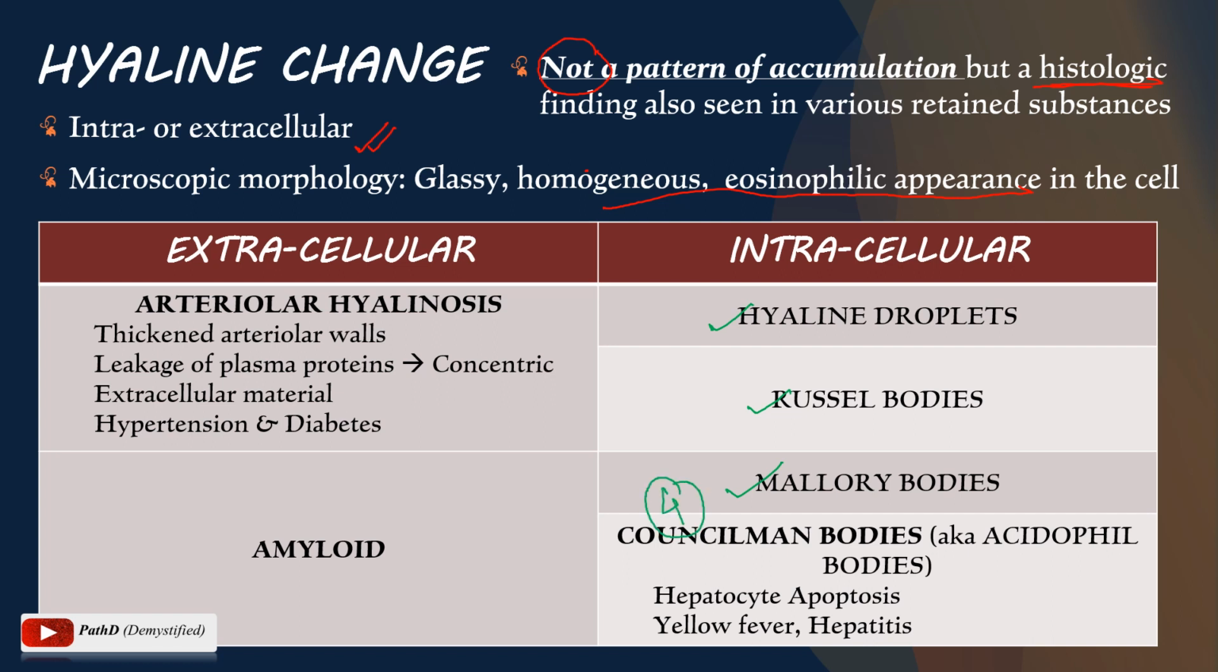Now, these Councilman bodies are characteristic findings in case of apoptosis of a hepatocyte, which is seen in yellow fever and hepatitis. The example of extracellular hyaline change is arteriolar hyalinosis, in which there is leakage of plasma proteins which forms concentric extracellular material, and this is classically seen in diabetes and hypertension. And the second example of extracellular hyaline change is amyloid, which we have already studied.